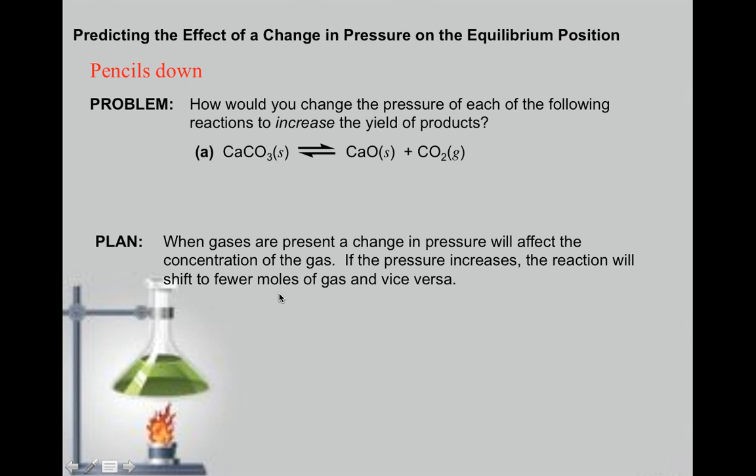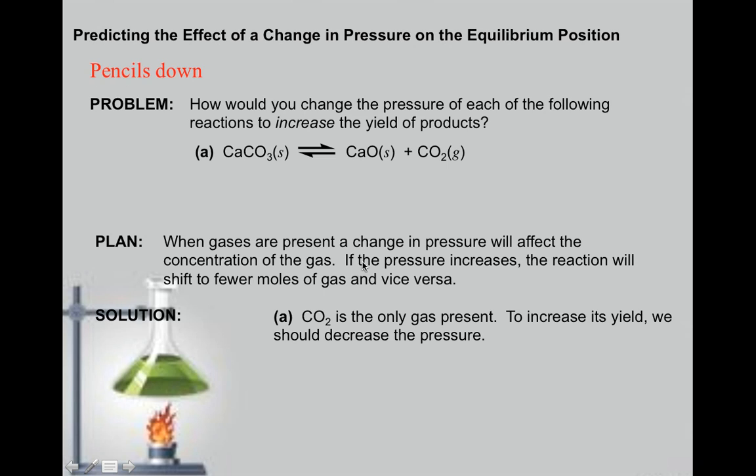So when gases are present, a change in pressure will affect the concentration of the gas. If the pressure increases, the reaction will shift to the side with fewer moles of gas, and vice versa. Carbon dioxide, again, is the only gas present. To increase its yield, we should decrease the pressure.